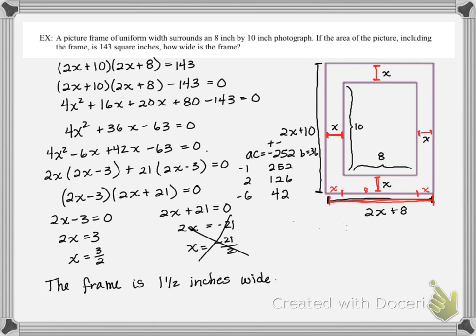And then the reason that I knew to draw the picture the way I drew it, so I labeled what they told me, the 8 and the 10. And the reason that I knew that I needed that 2x plus 8 and 2x plus 10 is because they told me the area of the whole thing. So when I write an equation, I look for the information they give me, and then I'm like, okay, how would I calculate that? How would I calculate the area of that whole thing, including the picture? Well, I would multiply the length of the whole thing by the width of the whole thing, which means I need some way to express each of those things.